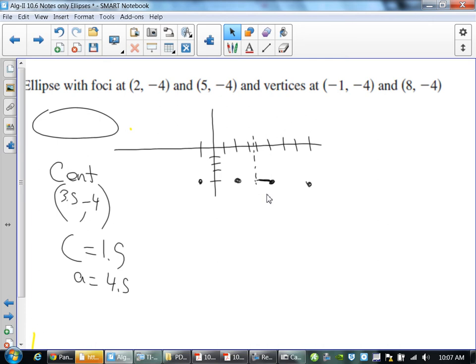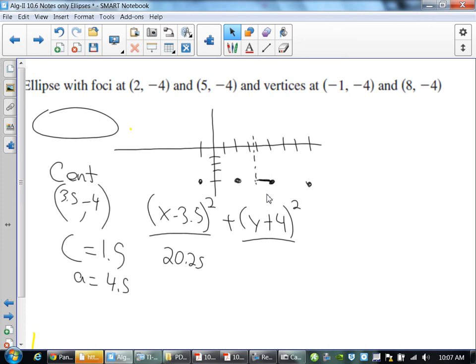So basically what I'm saying here is that you know it's going to be stretched left and right. Your center is there, so it's (x - 3.5) squared plus (y + 4) squared. Which one will get the a squared value? The x. So whatever 4.5 squared is here: 20 and a fourth. And then our b squared term, well, we have to figure that out.